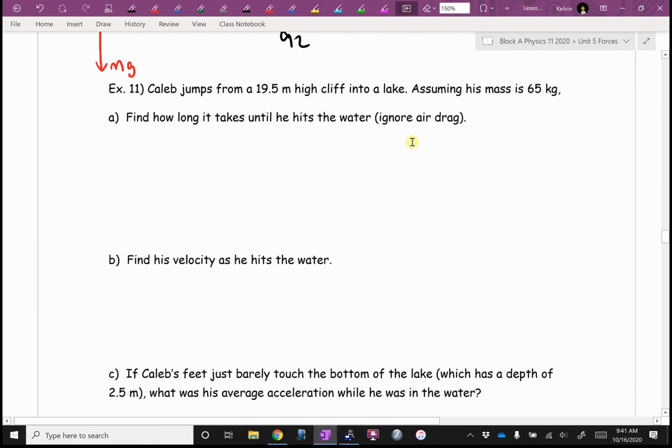Caleb jumps from a 19.5 meter high cliff into a lake. If we assume his mass is 65 kilograms, A, find how long until he hits the water, ignore air drag. What's this question asking me to find? Oh, this is not a job for a free body diagram yet. I think I'm going to go t equals question mark. Okay?